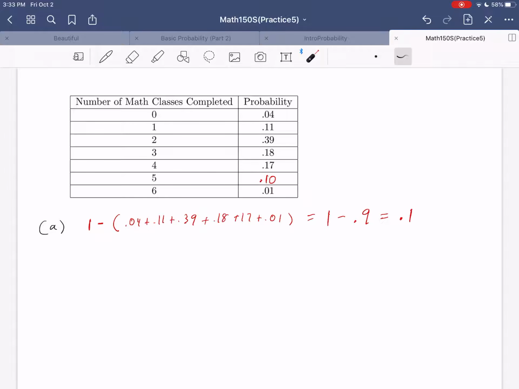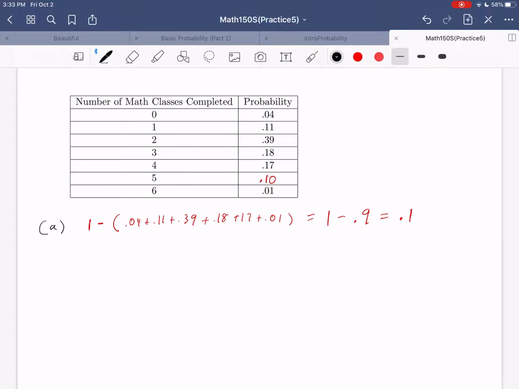So if there's ever a missing value in a discrete probability model, you can fill it in by figuring out what remains for it to sum up to 1. Could we have used this trick if this one was missing as well, so if both of these were blank? Well, no, because while we would know what these two would need to add up to, we wouldn't know how they should be distributed. So this only works if there's a single missing value.